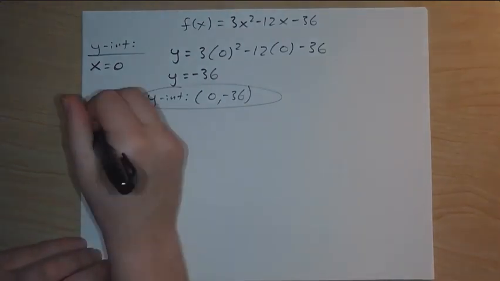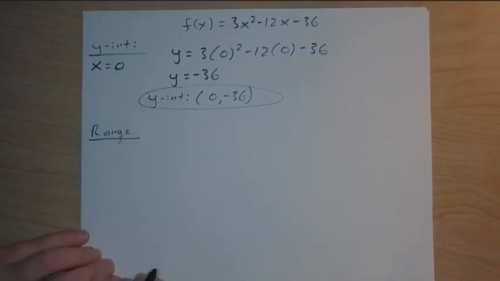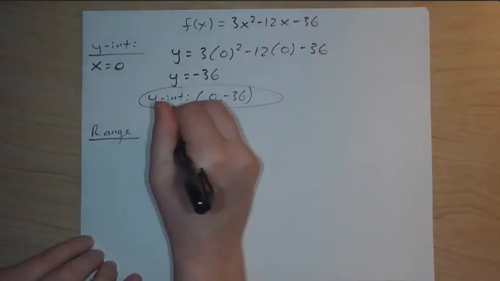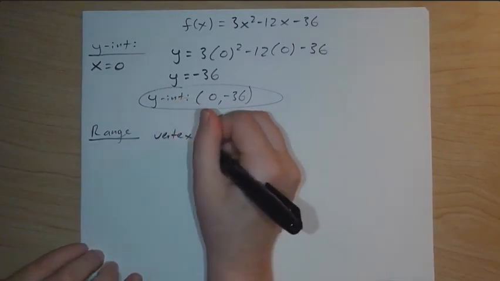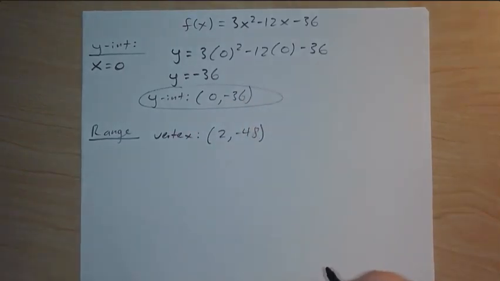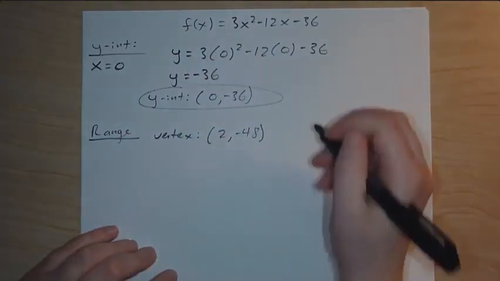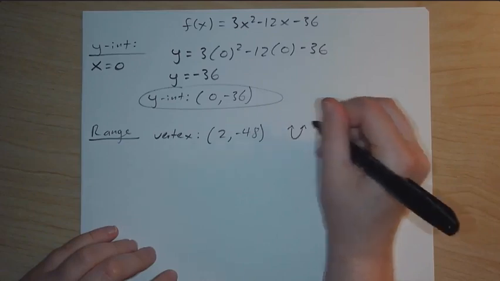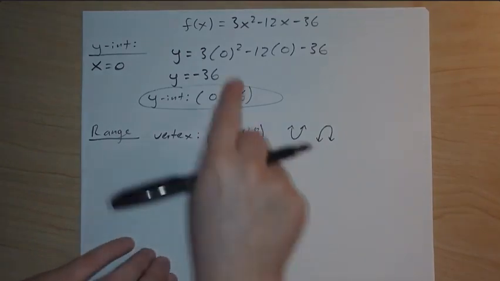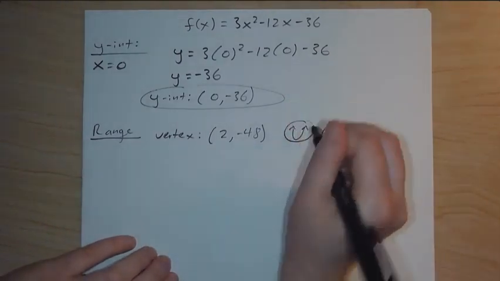So the only thing left to do is to find the range. The range is our possible y values. We have to look at our vertex to figure out the range. Our vertex was the point 2, negative 48. And if you graph this out, you would find that it'd be a parabola. And parabolas have two forms. They either open upwards if they are positive, or they open downwards if they are negative. Because this first term here is positive, we know that it opens upwards.